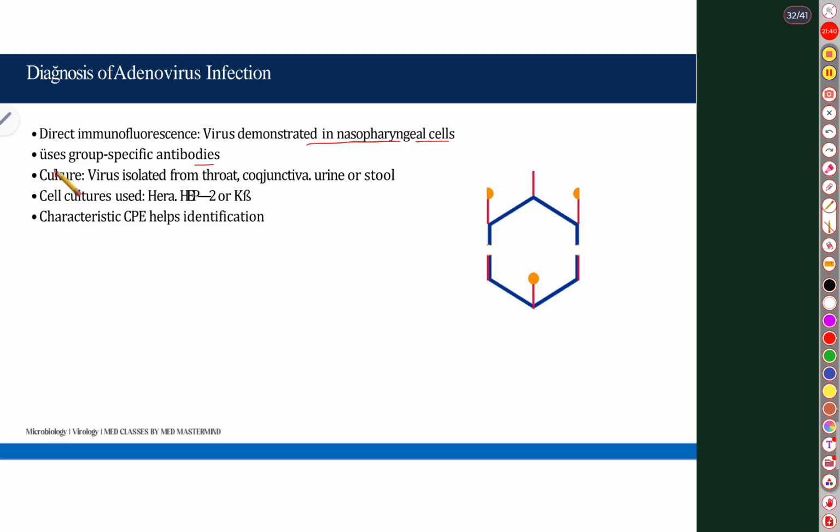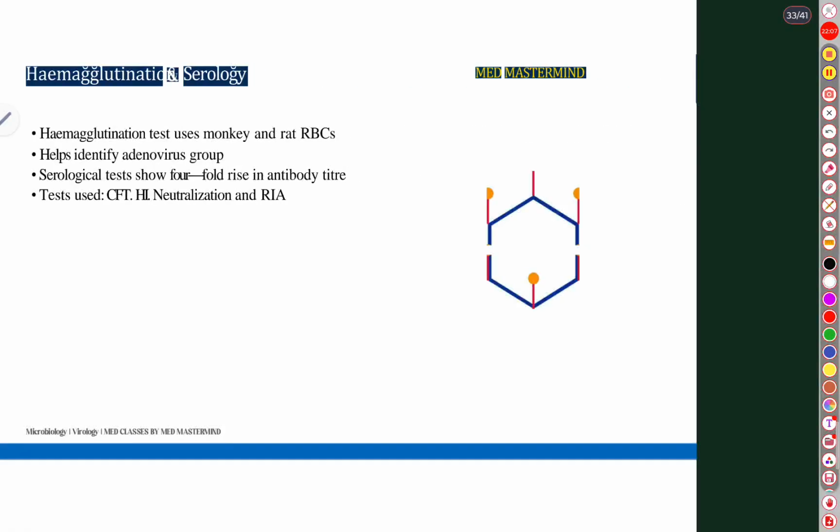What do we do in culture? For virus isolation, where do we take the specimen from? The virus is isolated from the throat, conjunctiva, urine and stool. For cell culture we use HeLa, then HEp-2 or KB. Characteristic cytopathic effect is used for identification.